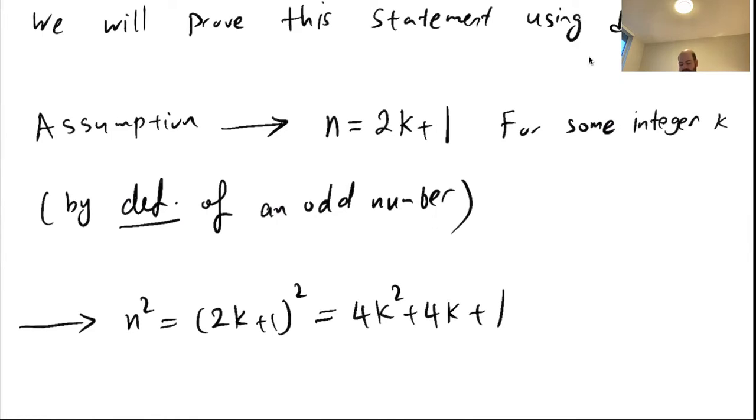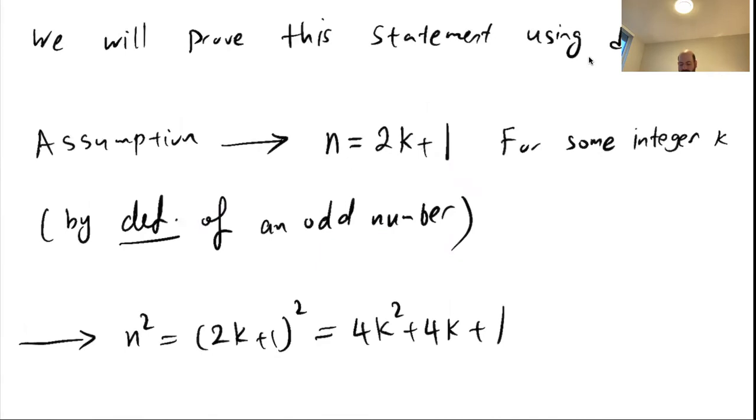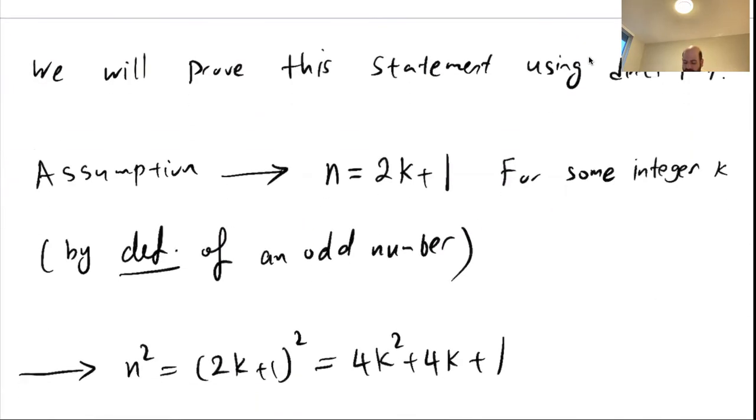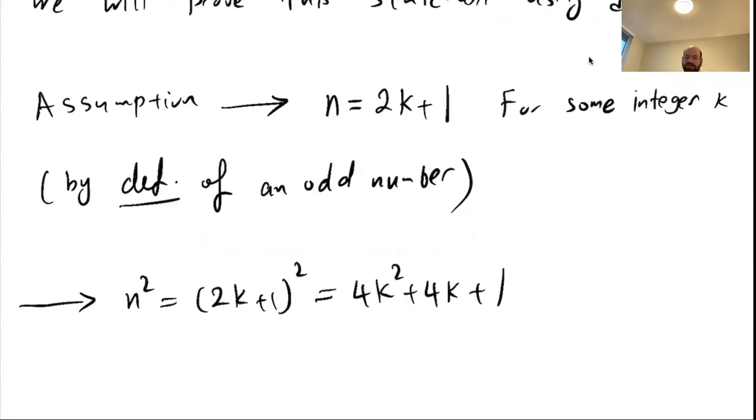2k, the whole squared is 4k squared. 2 times 2k is 4k, and 1 squared is 1. Okay, I found that n squared is 4k squared plus 4k plus 1. Then what should I do? Again, please remember at the end, I want to reach the fact that n squared is odd. So far, I know that n squared is 4k squared plus 4k plus 1. How can I show that n squared is odd?